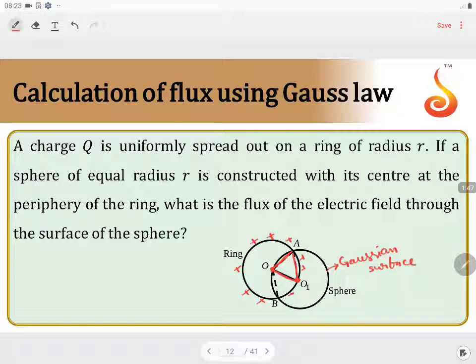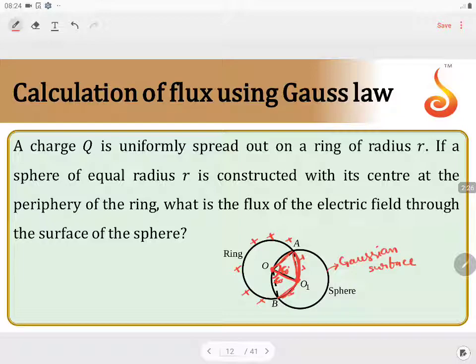An equilateral triangle will be formed here. So this angle will be 60 degrees, and this angle will also be 60 degrees. So the total angle subtended by this arc of the ring, what is that arc? AB. That AB part will be inside the Gaussian sphere. So the total angle subtended by this arc AB, which is inside the Gaussian surface, is 120 degrees.